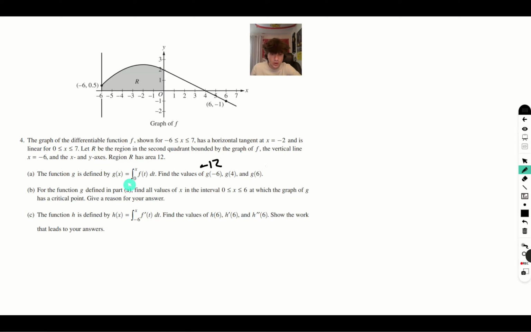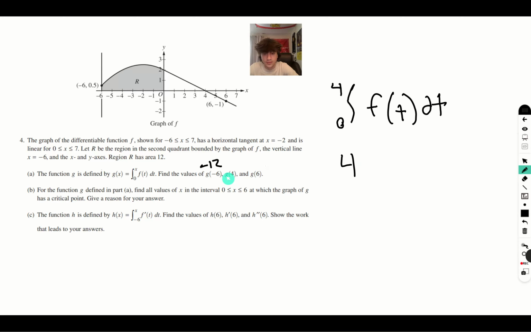Now let's try the integral from 0 to 4. That's just going to be the area under the curve right here. And since we're informed that this is a straight line, this area under the curve is just going to be a triangle. So this integral of f of t dt is just going to be 1/2 base times height. So 2 times 4 is 8, times 1/2 gives you 4.